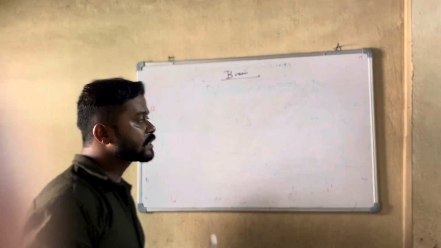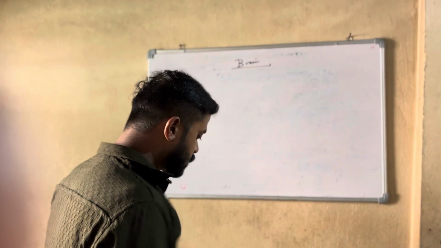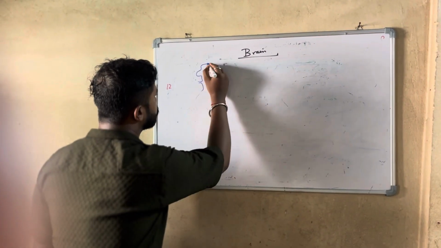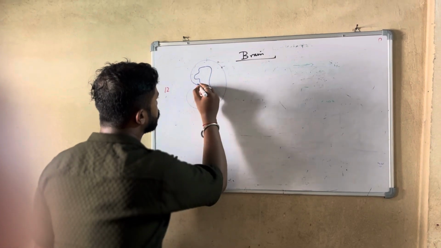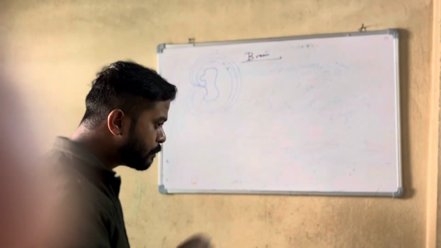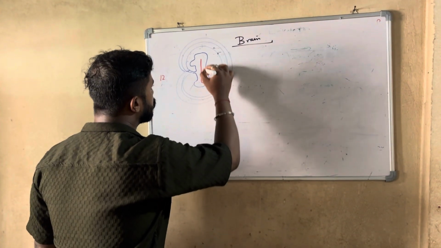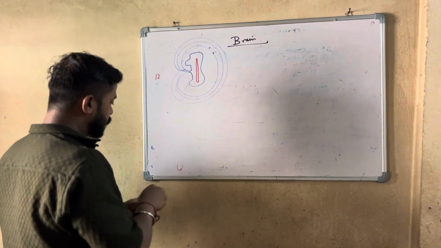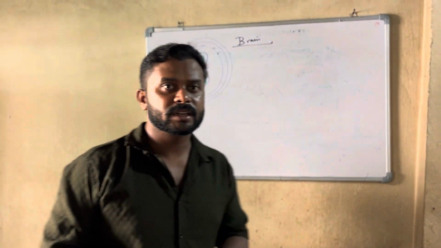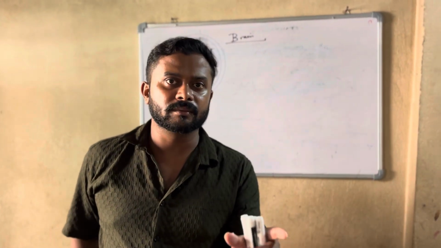Okay, so now I discuss the structure, the function, and the development of the brain. So first, development of the brain in the embryo stage. In the embryo stage, there are two major parts present in every chordate. One is the nerve cord and one is the notochord.